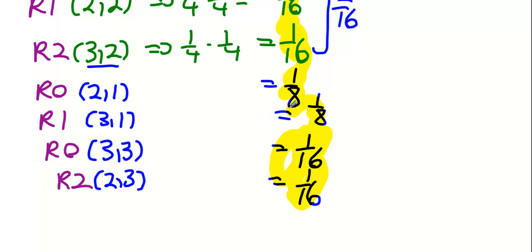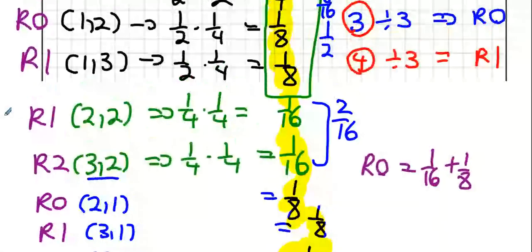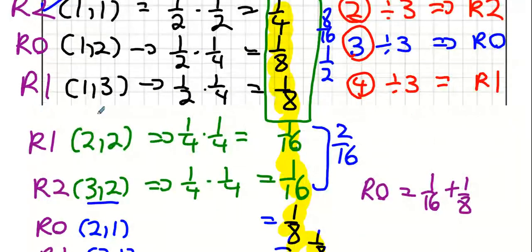Okay. What are my odds of getting remainder 0? What do I have to add up? A 16th plus an eighth plus what else? Where's the other remainder 0? Plus another eighth. Any idea what that comes to? 5 over 16.